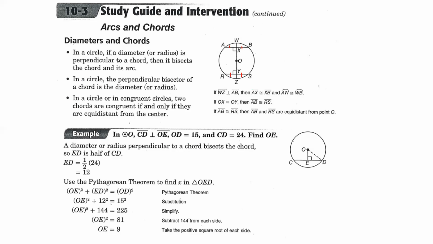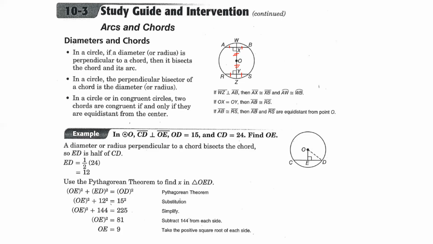Now, I'm also marking these two as congruent because if the distance from the center to those is the same length, then both those chords are also congruent. So two very important properties for finding missing pieces in a circle. Again, if you have a right angle, then that chord is being bisected. Same thing down here.